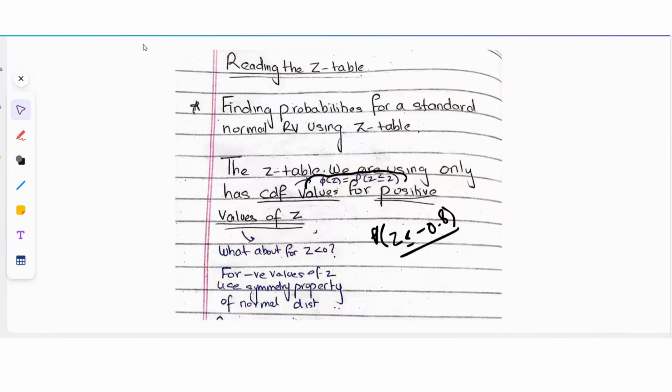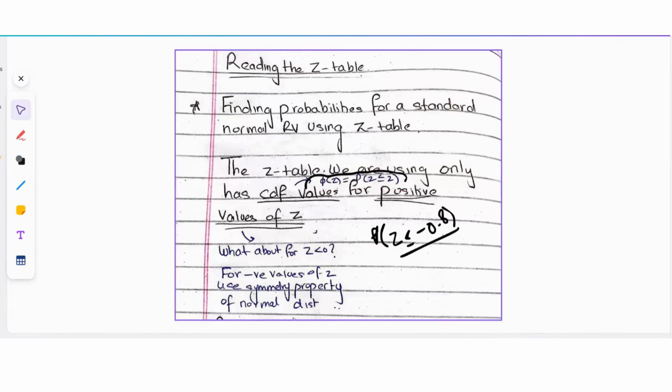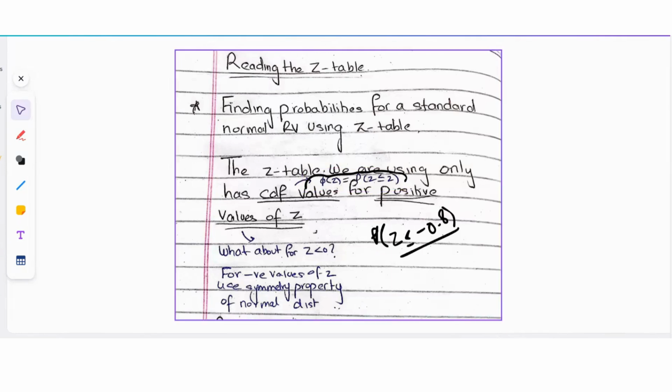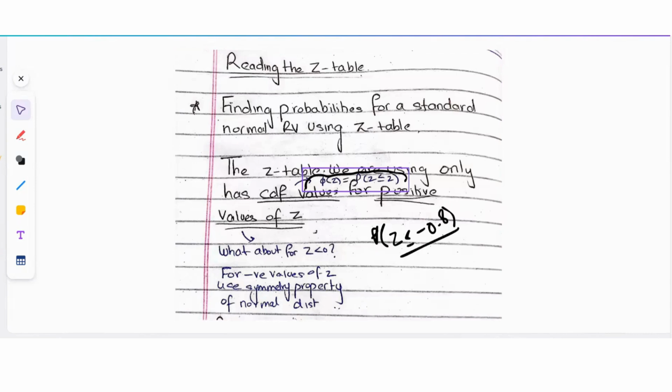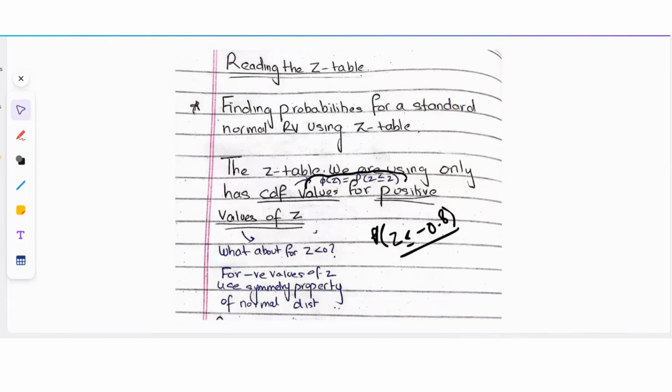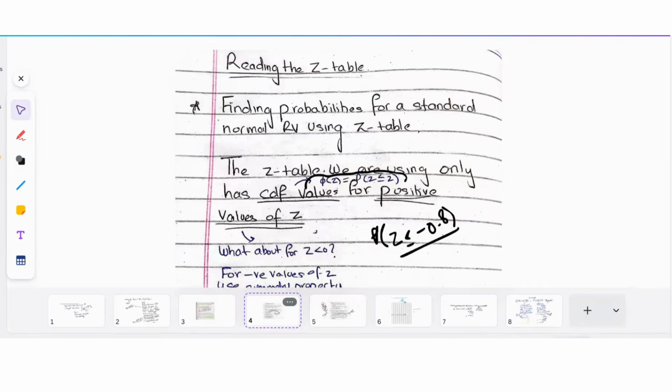We were looking at how to find probabilities for a standard normal random variable using the z-table. Here we said the z-table that we're using only has CDF values for positive values. And by CDF values, we mean we only have probabilities in the form probability capital Z less than or equal to small z, and this is for only positive values of small z. For negative values, we'll use the symmetry property of the normal distribution, where we know it is symmetric around its mean. For a standard normal random variable, this means it's symmetric around its mean zero.